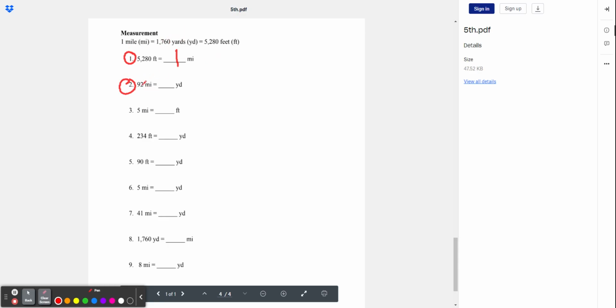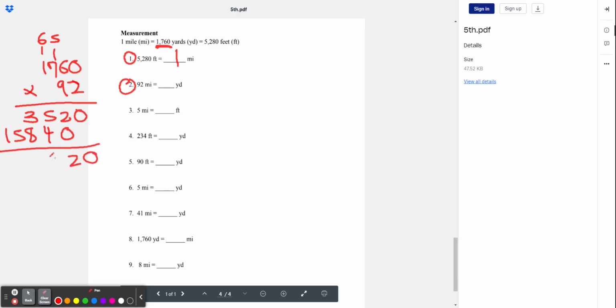So in order to convert 92 miles into yards, we're going to have to multiply this number by 92. So 92 miles is equal to 161,920 yards.